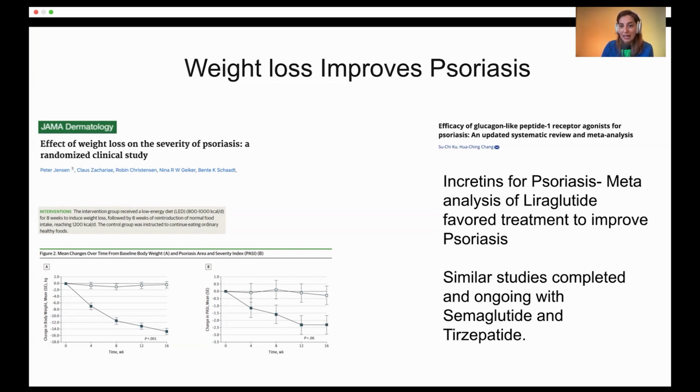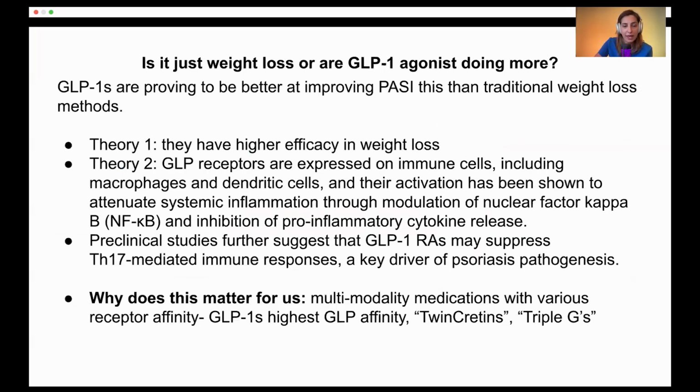And it seems like it's improving a little bit more than just the good old losing weight, like the studies that showed weight loss and improvement in psoriasis. Some say, well, it's just because these are better at weight loss, so you're losing more weight. It's possible, but it's also possible that maybe GLP is doing something in itself in the anti-inflammatory sense. And so these are interesting things that we're going to know over time. So GLPs seem to be kind of better at improving PASI.